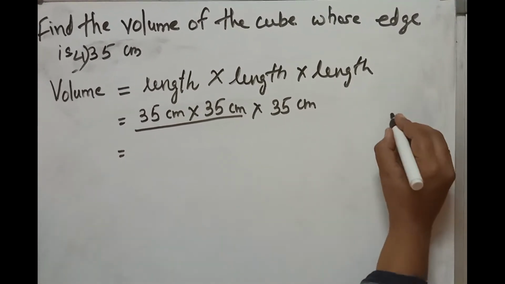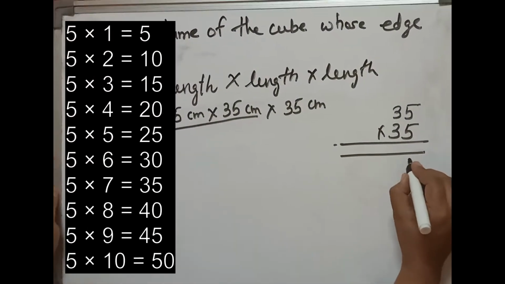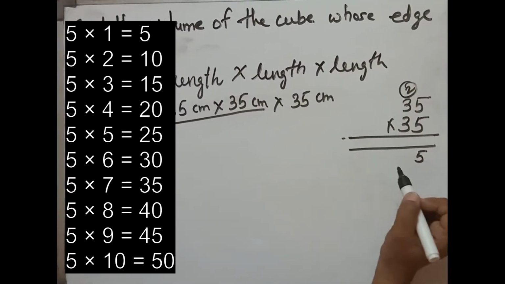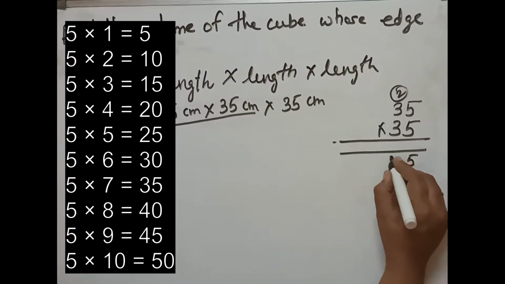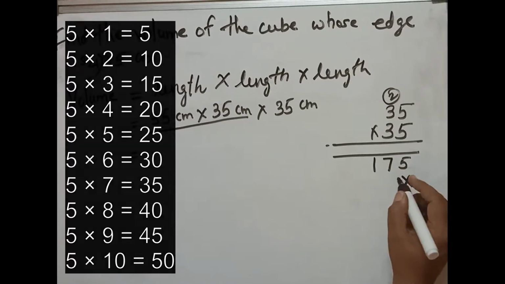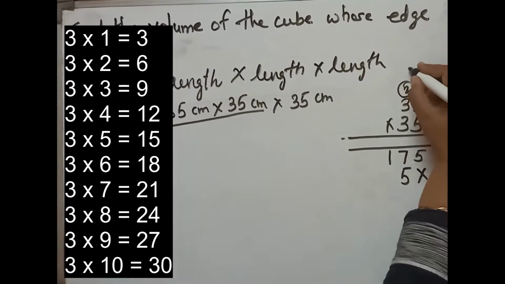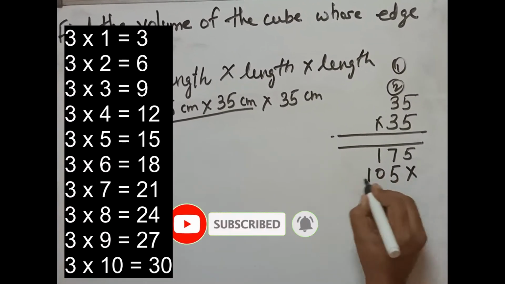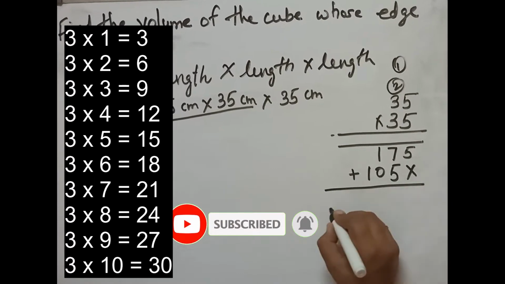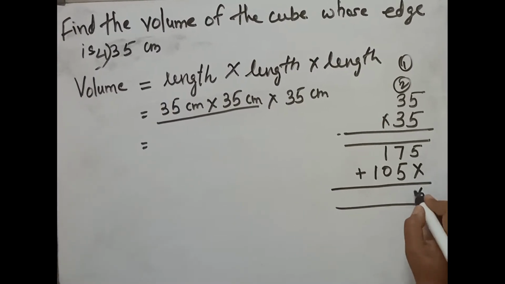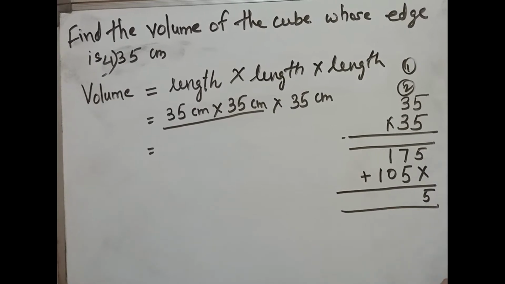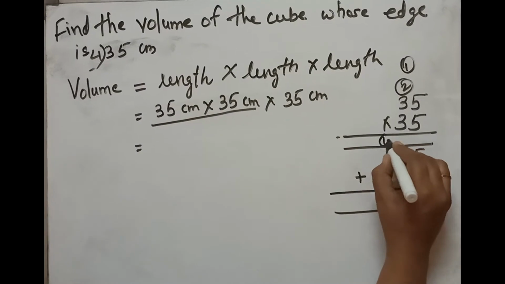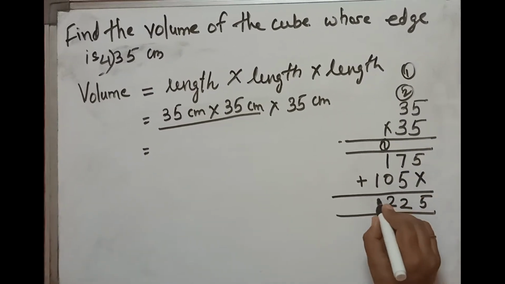35 multiplied by 35. 5 5s are 25, 5 to carry. 5 3s are 15, 15 plus 2 is 17. 3 5s are 15, 5 and 1 carry over. 3 3s are 9, 9 plus 1 is 10. Now we have to add: 5 plus 0 is 5. 7 plus 5 is 8, 9, 10, 11, 12. 2, 1 carry over. 1 plus 1 is 2, and 1.